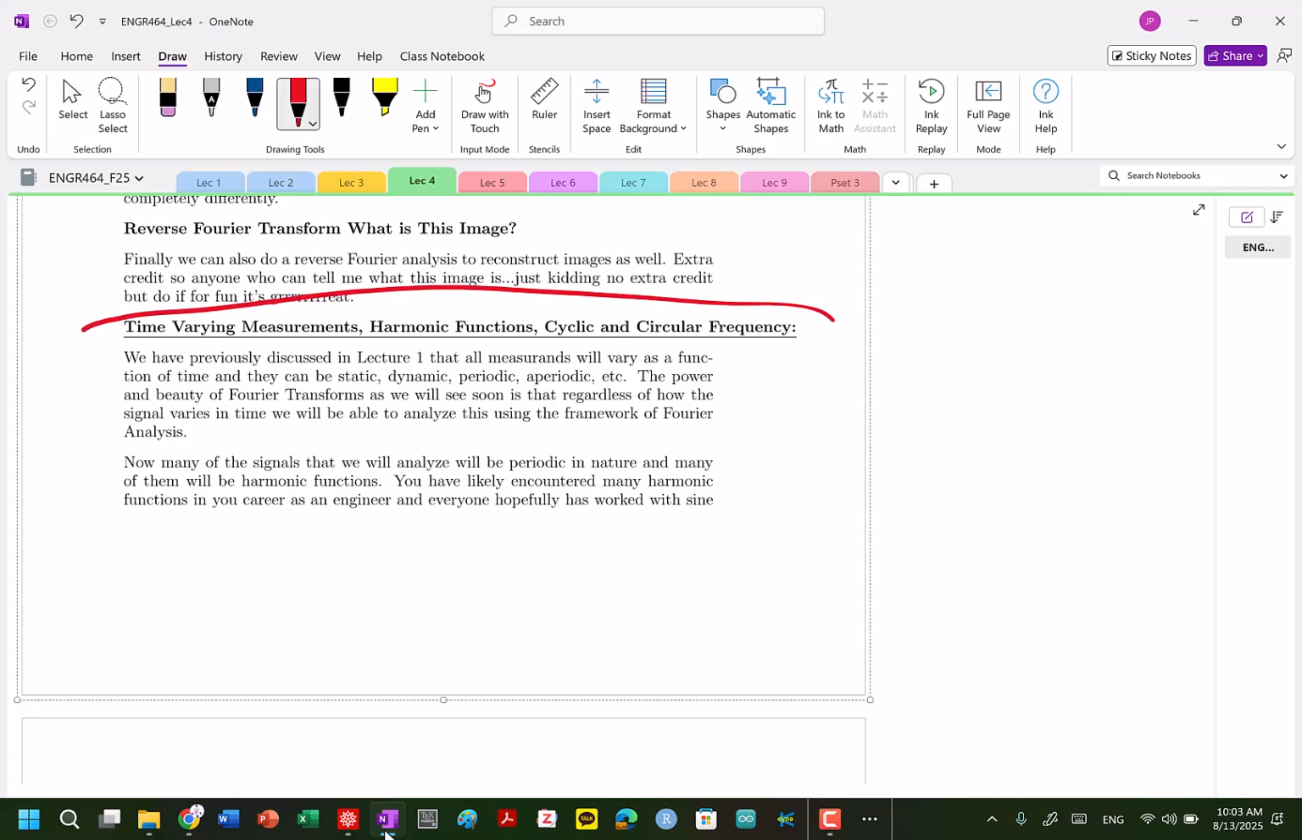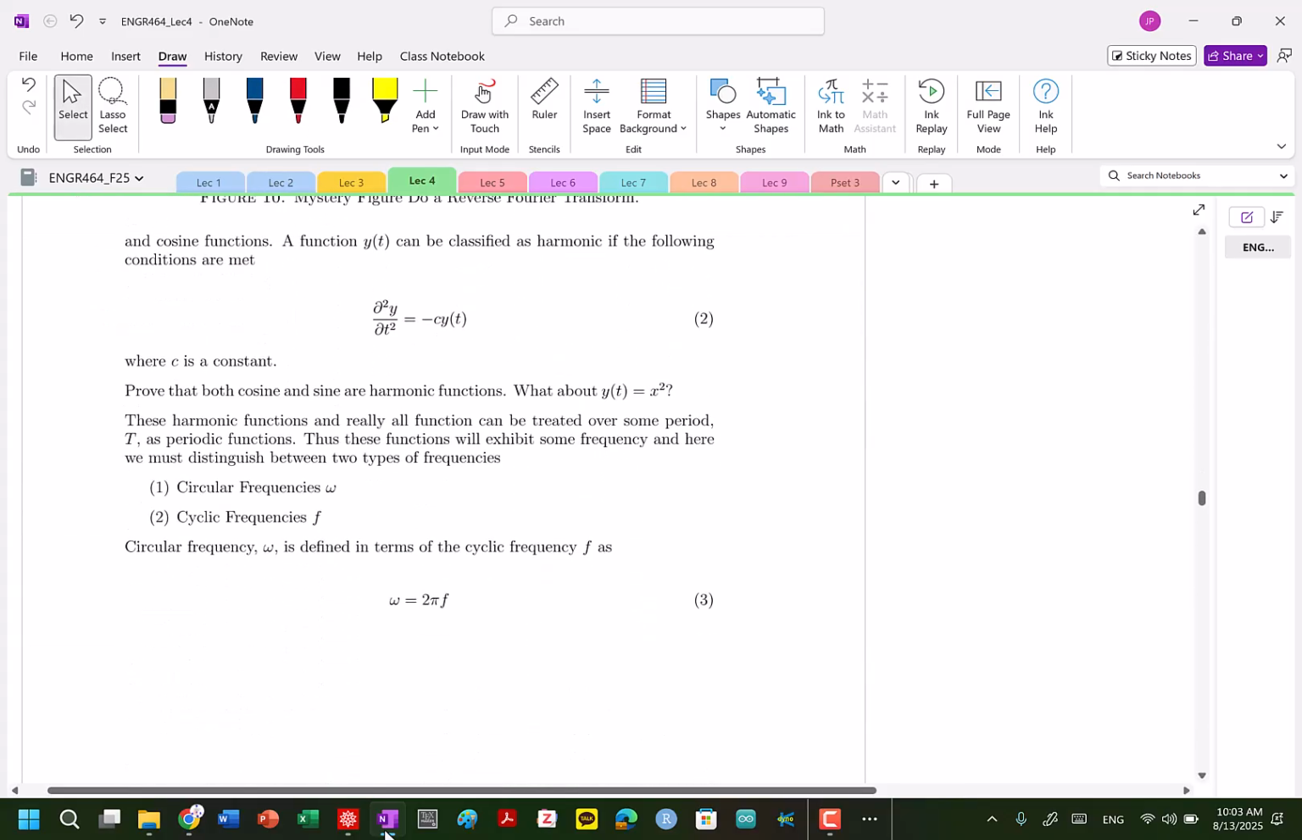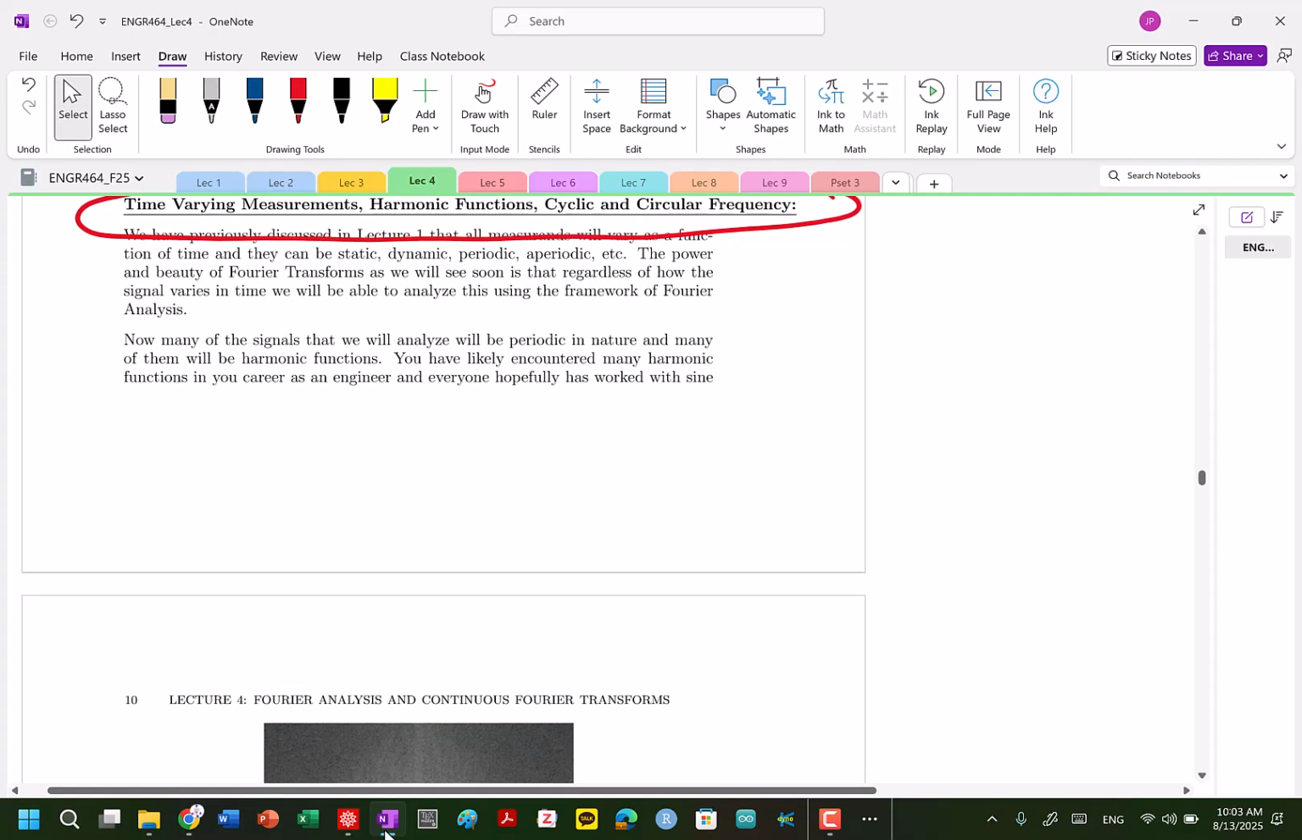So next time, we are going to get into time-varying measurements, and we're going to start to calculate those harmonic coefficients. So we'll see you next time.